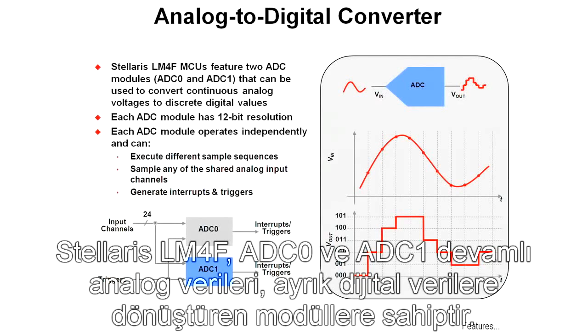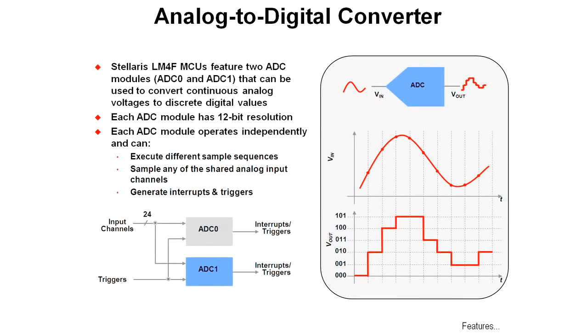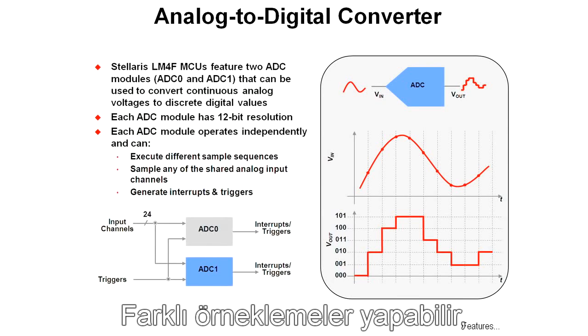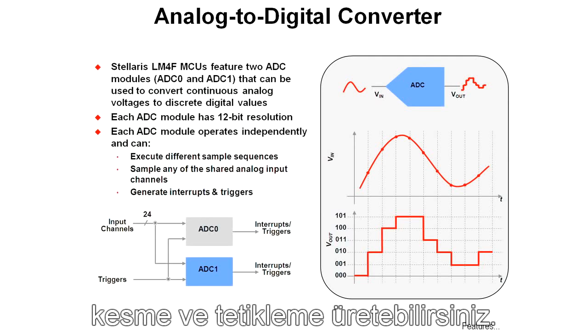The Stellaris LM4F microcontrollers feature two ADC modules, ADC0 and ADC1, that can be used to convert continuous analog voltages to discrete digital values. Each one of those modules has 12 bits of resolution. Each one can operate independently. You can execute different sample sequences, you can sample any of the shared analog input channels, and you can generate interrupts and triggers with them.